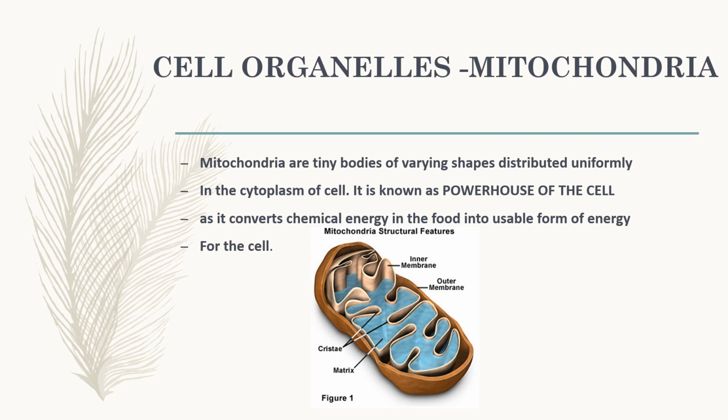So here in the diagram, you can see the structure of the mitochondria also. The mitochondria is enclosed by a double membrane. The inner membrane is folded into finger-like projections which are called cristae. A fluid filled in the inner membrane of the mitochondria is called the matrix. A single cell has a few hundreds to thousands of mitochondria.